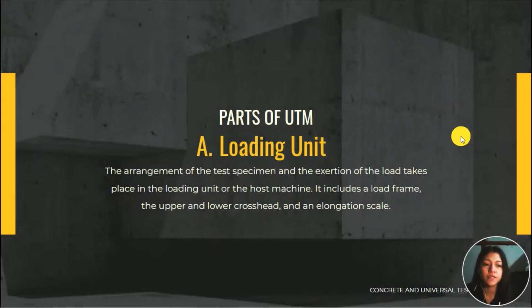From the word itself, loading, it means the test specimen is placed here in the loading unit. So, it says here that the arrangement of the test specimen and the exertion of the load takes place in the loading unit or the host machine. What are its parts? It includes a load frame, the upper and the lower crosshead, and we also have an elongation scale.